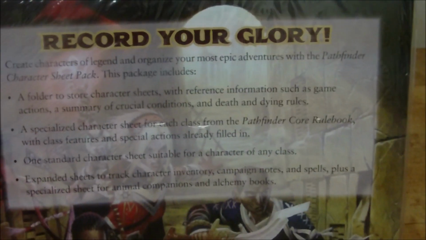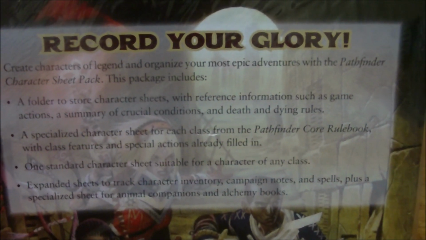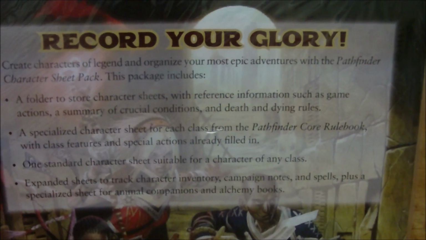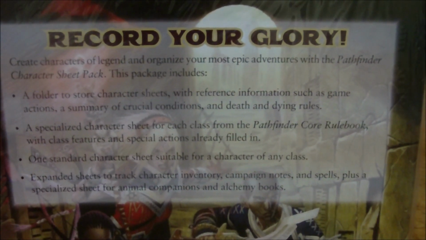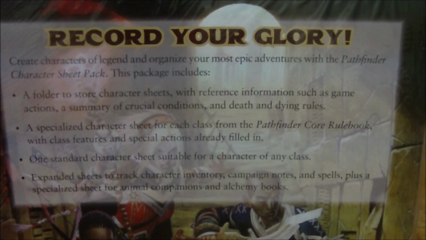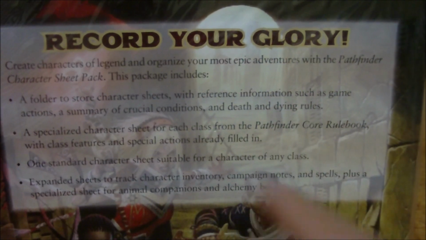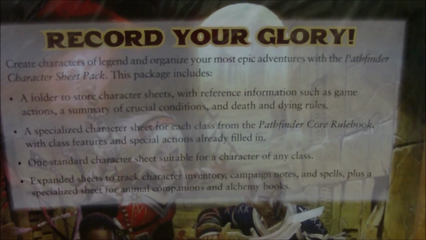So let's just flip this over, and on the back we'll tilt this up. It says, record your glory. Create characters of legend and organize your most epic adventures with the Pathfinder character sheet pack. This package includes a folder to store character sheets with reference information such as game actions, a summary of crucial conditions, and the death and dying rolls, which is always useful to have some of this stuff here. So I'm interested to see exactly what they have inside the folder itself.